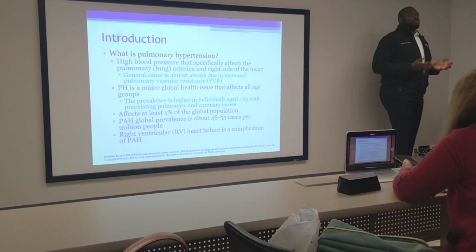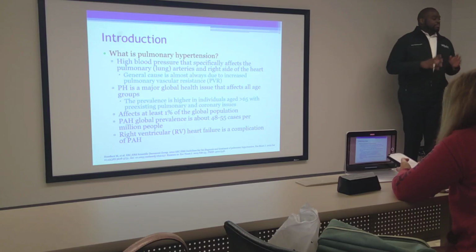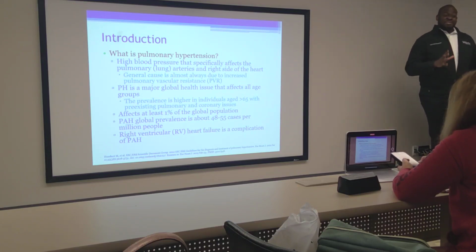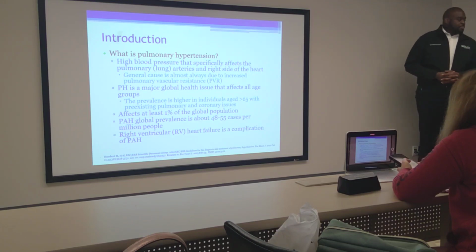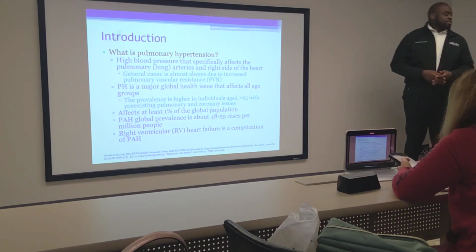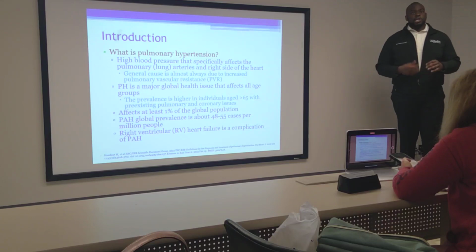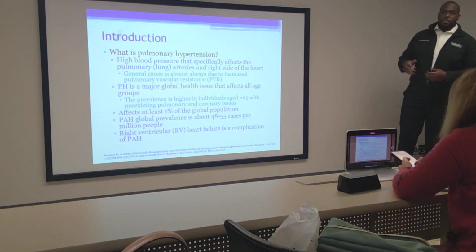Know that it does affect at least 1% of the global population as a whole. And for PH specifically, the global prevalence is about 48 to 55 cases per million people. So that explains how rare this is. Now, also know that right ventricular, or RV, heart failure is a complication of PH. As we talk about this, we're going to explain how we prevent it from actually getting to that case, since mortality in these patients usually falls into that.